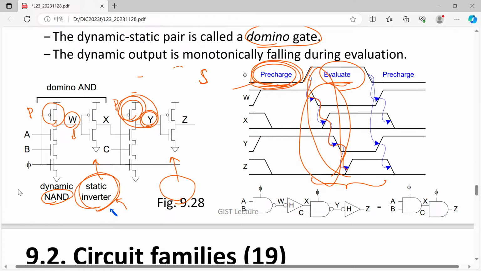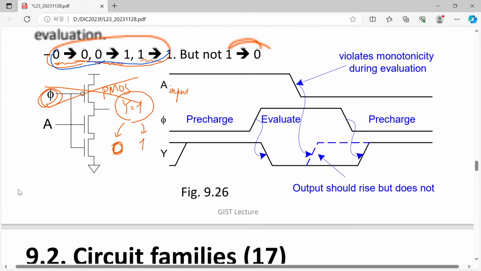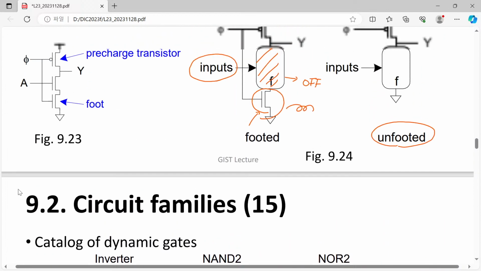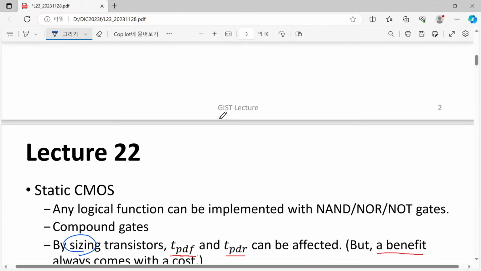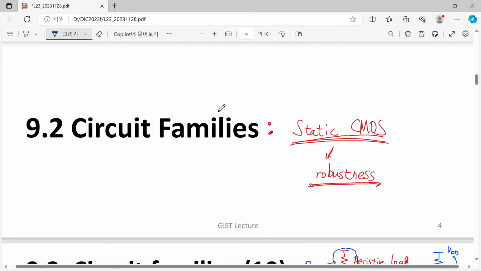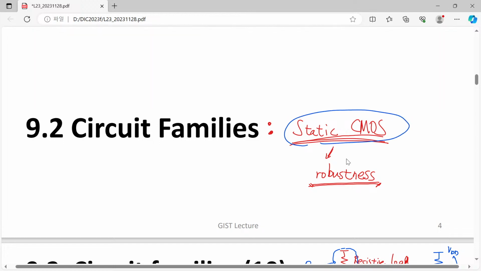However, once again, although we have spent a complete lecture hour on all of these implementations, the most important thing we wanted to say is that static CMOS is the king of the logic implementation, and whenever possible, we must use static CMOS, and the main reason is its robustness. Yes, since it is robust, as a designer you must use static CMOS as much as possible.